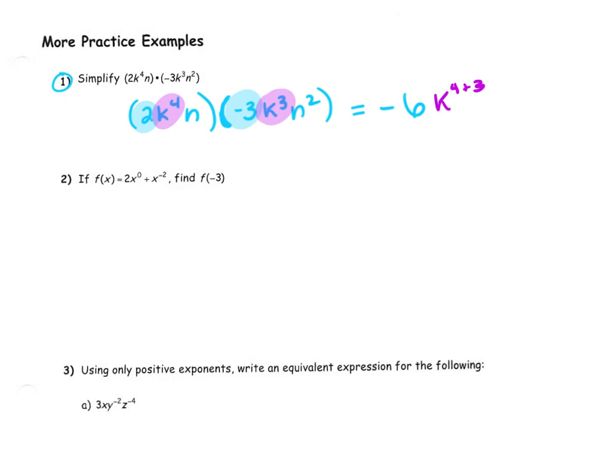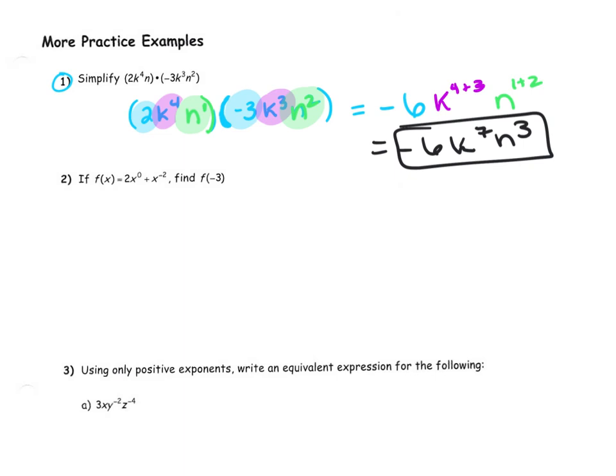And what else do we got? We have n. Oops, did not mean to erase that. Sorry. That was n times n squared. Remember, this is to the first. Multiply like bases, add the exponents. Simplify this, and we're left with negative 6, k to the 7th, n cubed.